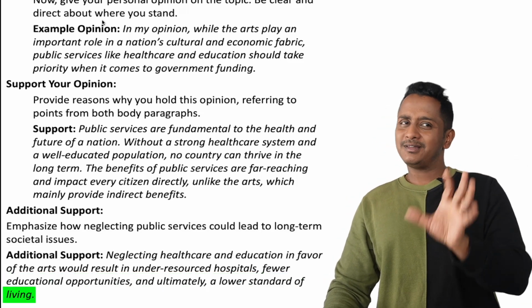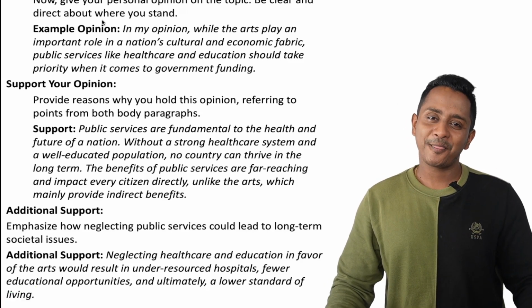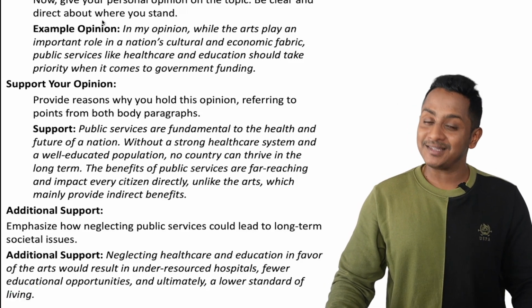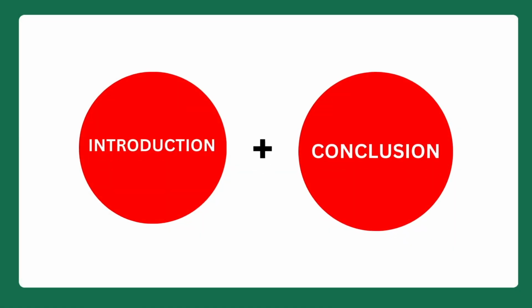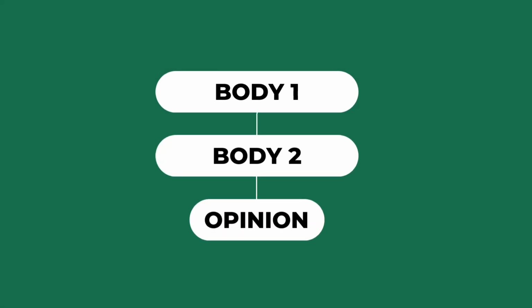So this sums up everything as to why I'm going with, government should spend on public services such as healthcare and education, and not just on the arts. So this sums up, and now you have to conclude. Remember, introduction and conclusion, you don't have to put your Albert Einstein's brain into working. Introduction, whatever was there in the question, we paraphrased. Conclusion, whatever we wrote above, body paragraph 1, body paragraph 2, opinion, we will just summarize. Summarize the key points. Don't invoke a new thought and write something new, not required.